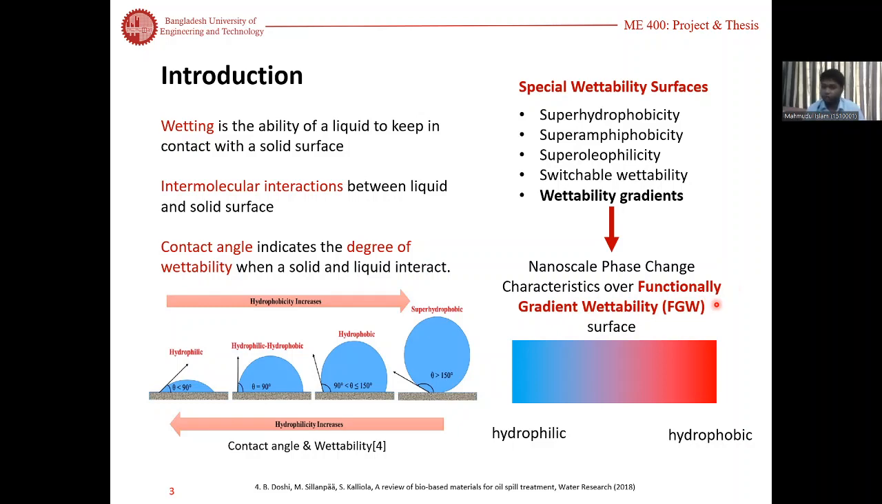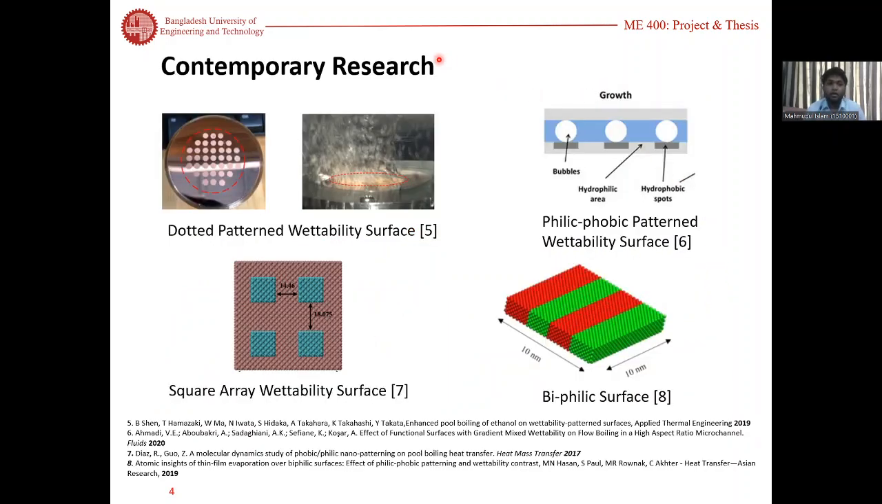Now, there have been a number of contemporary research on different types of special wettability surface. We have dotted pattern surface, philic phobic surface, square array wettability, biphilic wettability. But no study has been conducted on FGW surface.